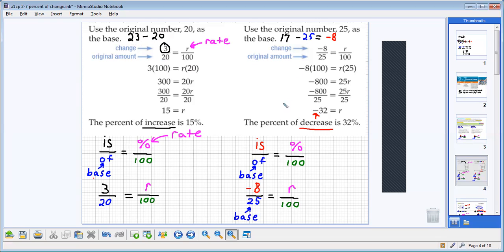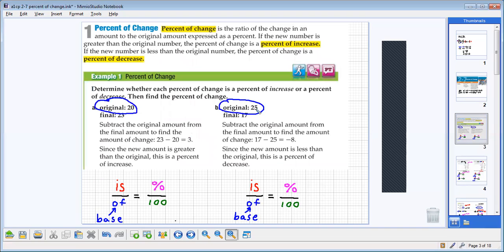When it's negative, that would indicate a percent decrease. Now, to me, it's a lot easier just to look at the problem, see the original is 25, the final 17. We know this is going to be a decrease. And so I would declare this very early to be a decrease. Sometimes negatives can get confusing.